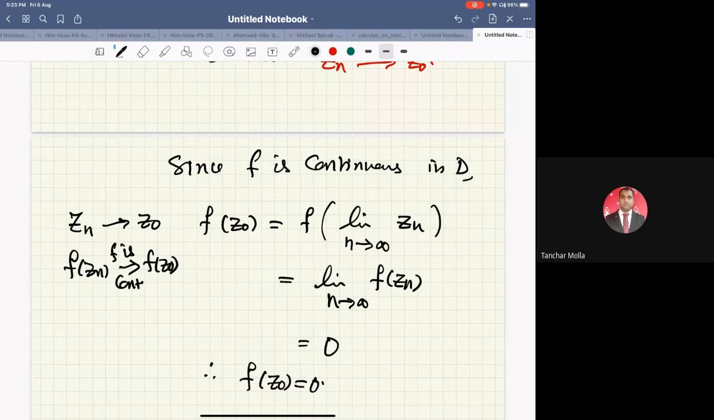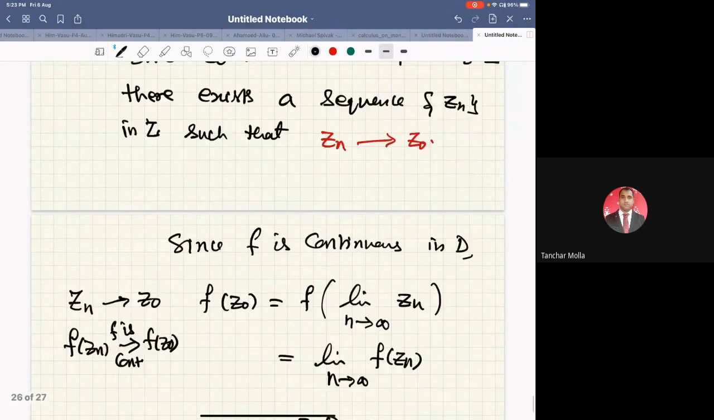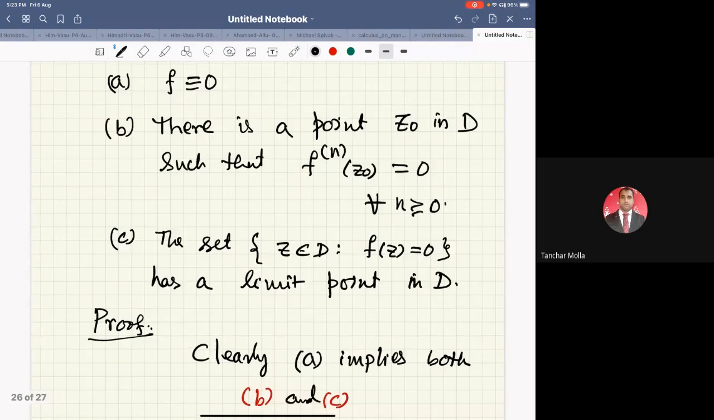Now, what do we want to prove? We want to prove condition B. That means we want to prove that f^(n) of z naught equals 0 for all n greater than or equal to 0. Suppose there exists a natural number n such that f^(n) of z naught is not equal to 0. Then let us see what will happen.